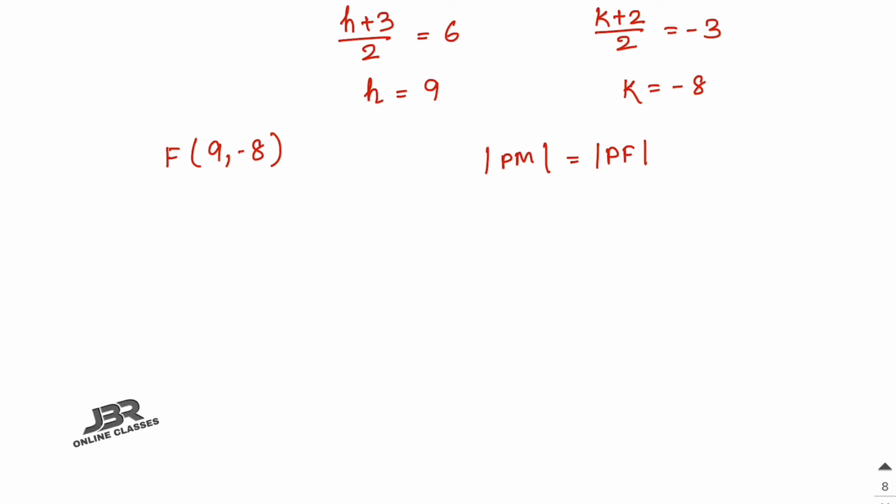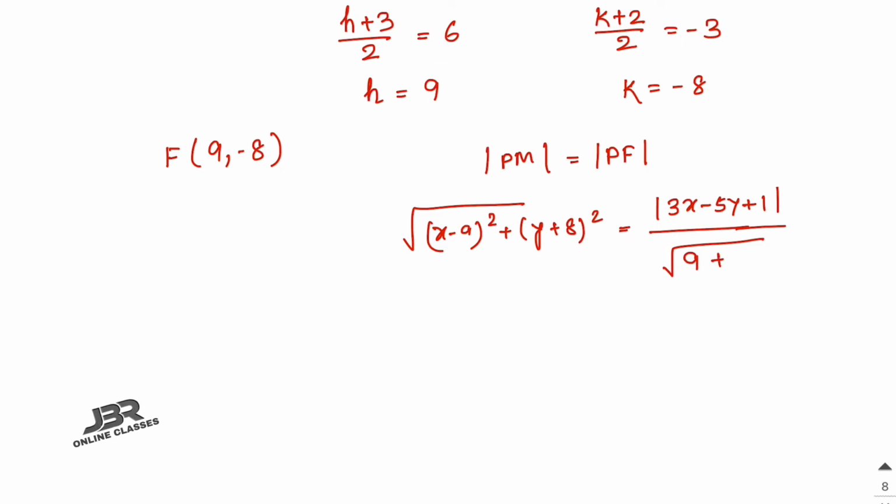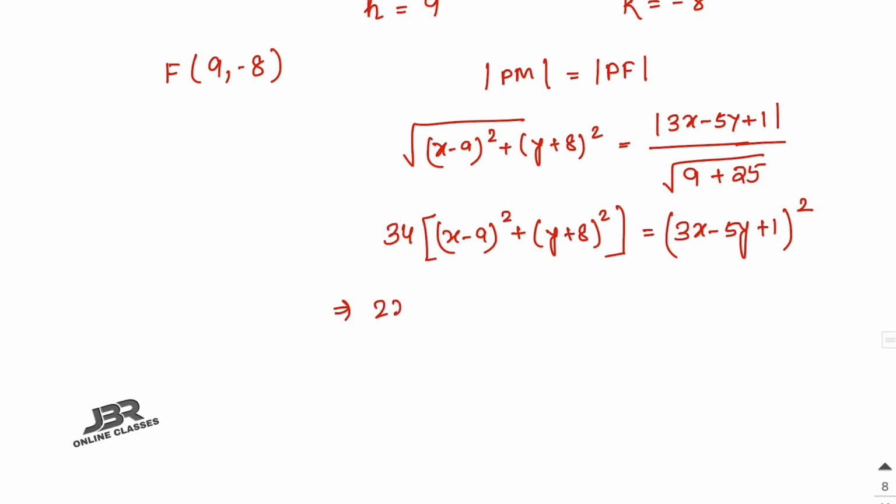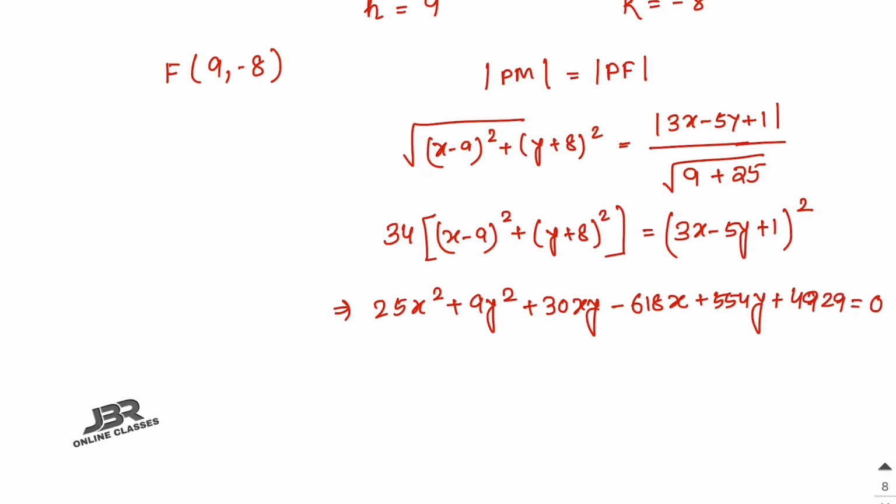So just write down here the square root of (x minus 9) whole square plus (y plus 8) whole square, that is equal to, within modulus, (3x minus 5y plus 1) divided by the square root of 9 plus 5 square, that means 25. Okay, so squaring both sides, 34 will be here, next (x minus 9) whole square plus (y plus 8) whole square, that is equal to (3x minus 5y plus 1) whole square. Now solve this and you will get your equation. It's 25x square plus 9y square plus 30xy minus 618x plus 554y plus 4929, that is equal to 0. This is your required equation. Okay, is it clear?